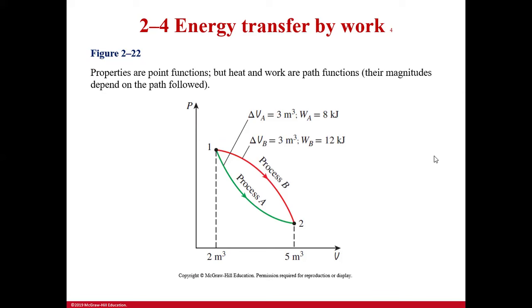Properties are point functions, but heat and work are path functions. Their magnitudes depend on the path followed. So delta V, the volume change in path A, is 5 (the final) minus 2, which is 3 meter cubed. Delta V, the volume change in process B, is also the same 3, because volume is a state function, not a path function. Whereas work on path A or process B will be different.